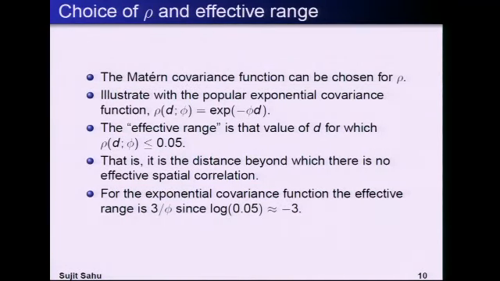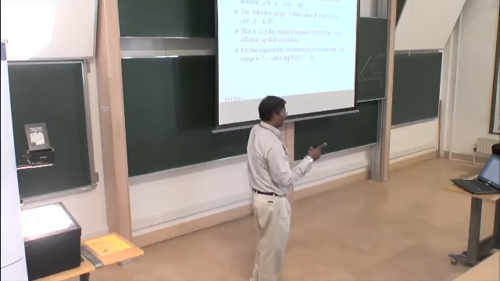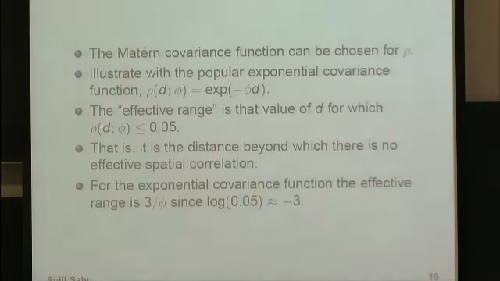The Matern covariance function can be chosen for the function rho, and we will illustrate with the exponential covariance function, where rho(d; phi) is e to the minus phi d. One important concept is the effective range. The effective range is the value of d for which there is essentially no correlation if two observations are taken at that distance apart. That distance d is called the effective range.